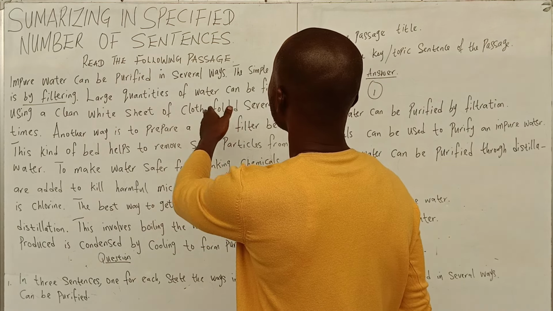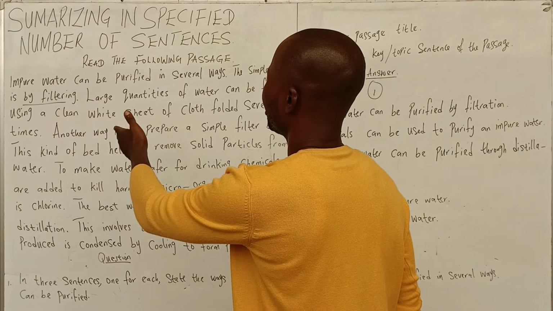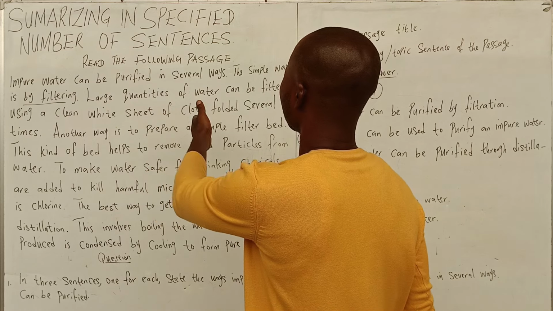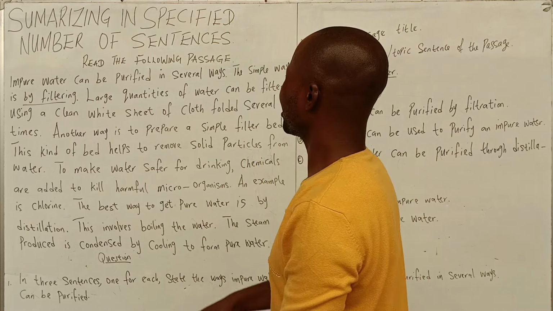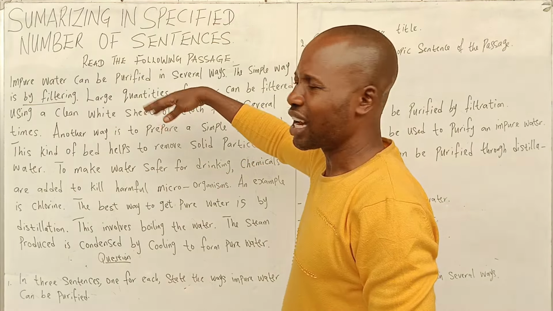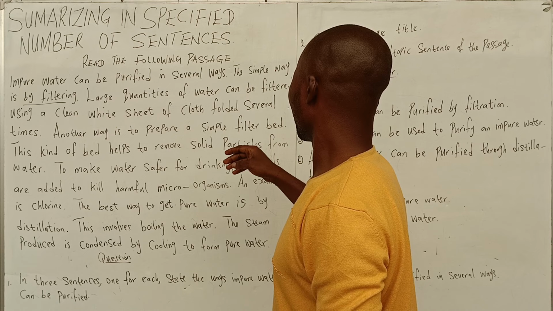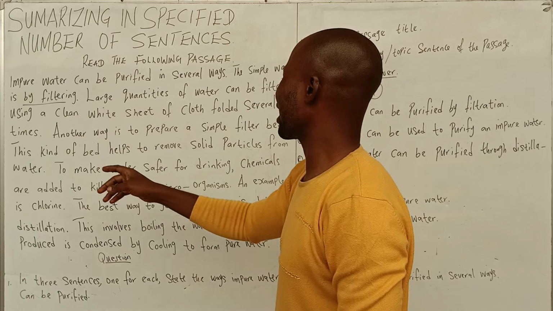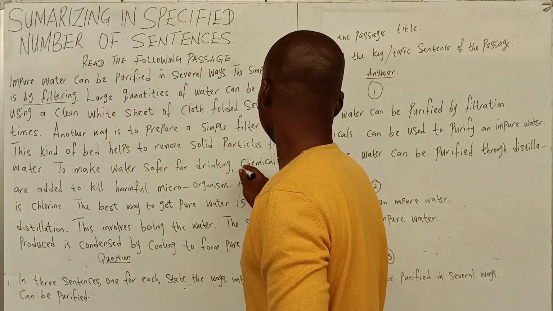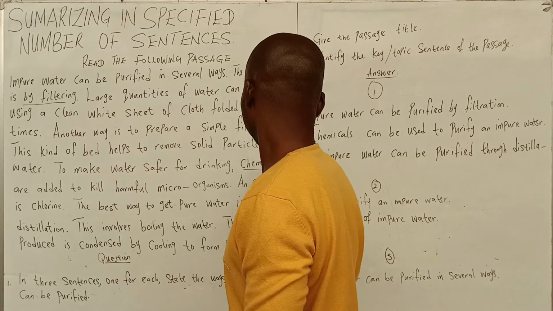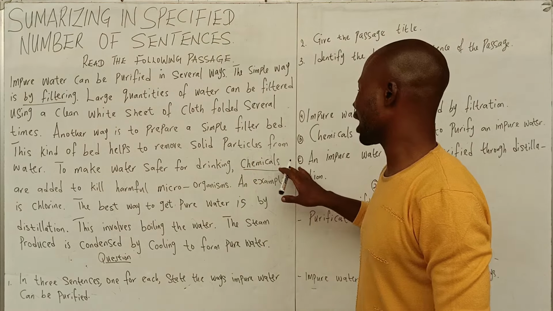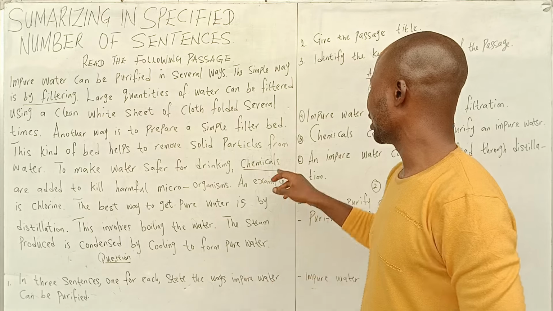Another one: large quantities of water can be filtered using a clean white sheet of cloth folded several times. This is just the process, how to do it. You say another way is to prepare a simple filter bed. This kind of bed helps to remove particles from water. To make water safer for drinking, chemicals are added. So another one is by chemical. We filter drinking water by adding chemical.